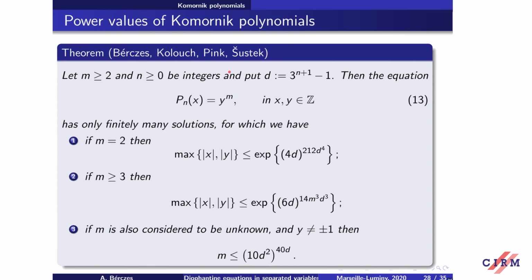We also did prove some results concerning this polynomial which are effective. In the case of the equation P_n(x) = y^m, we did get effective solutions both in the case m = 2 or m larger or equal to 3, and we even could prove an effective result for the exponent m from here whenever y is different from plus or minus 1.